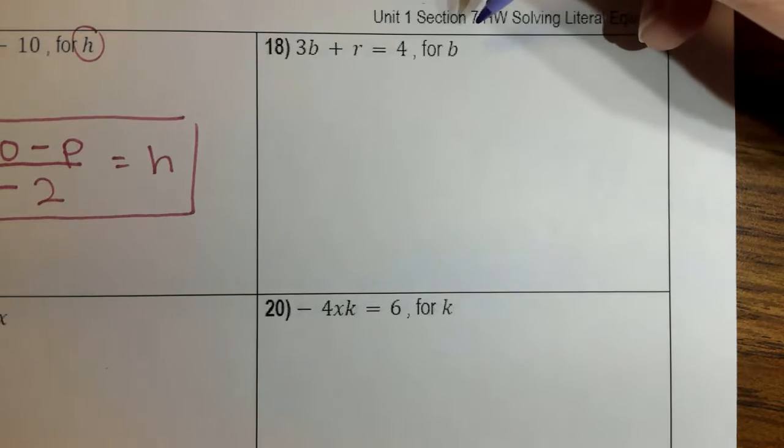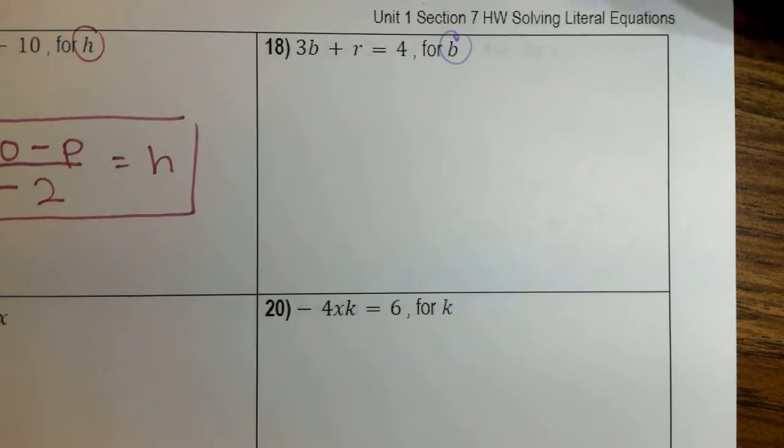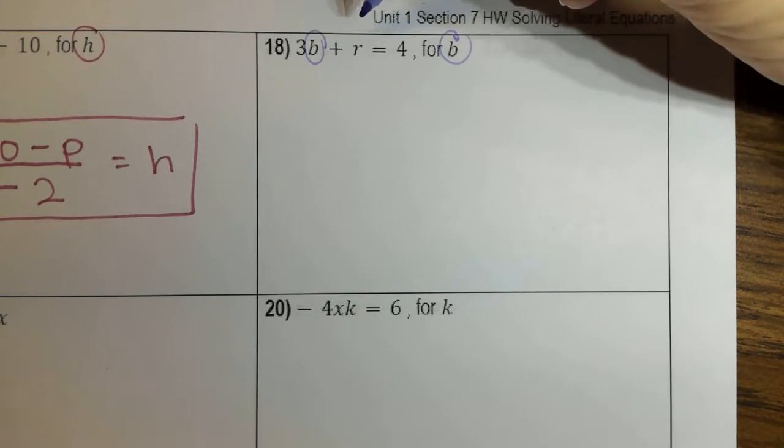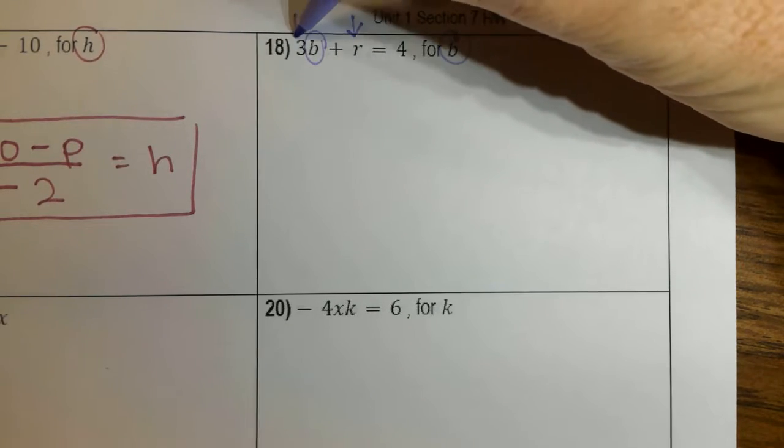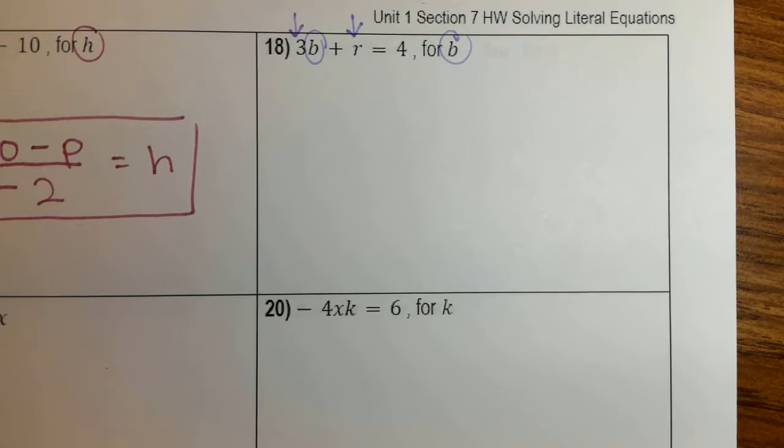All right, B. I want to solve for B on 18. Here's my B. Wow, this is almost like the one we just did. I need to get rid of R, or not get rid of, move R and 3. And we're back. Oh, dang, okay, never mind.